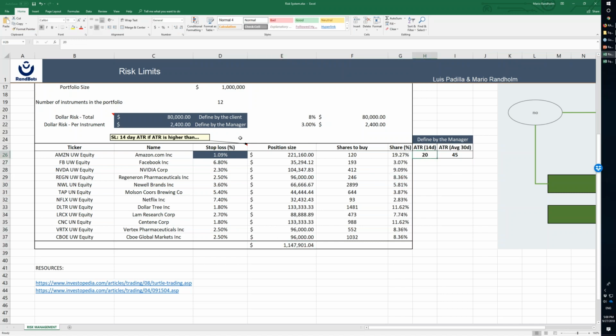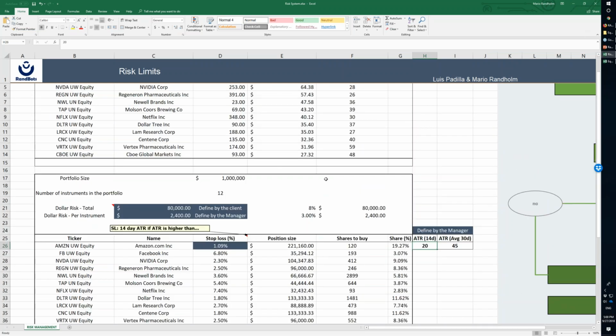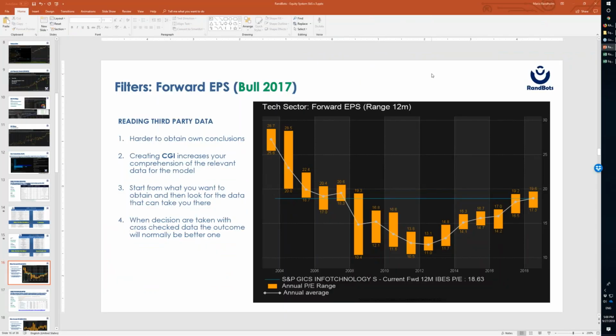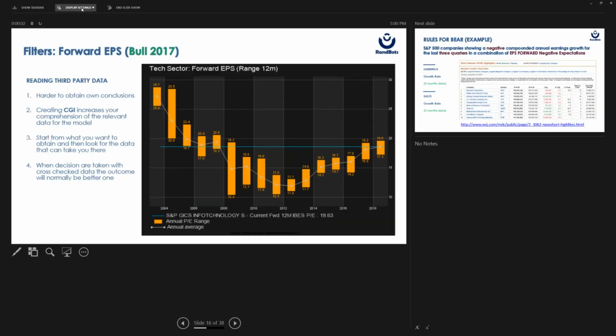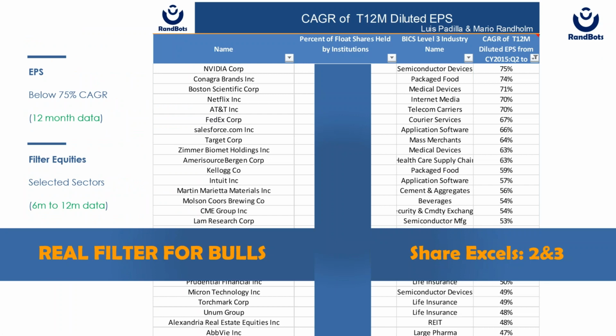For more details on this, you can explore the Wikipedia articles about the turtle trading method, or this other article. It will explain in great detail how this ATR works. So going back to the PPT, display swap. These are the Excels. We go forward.